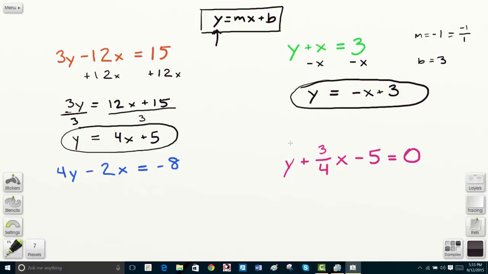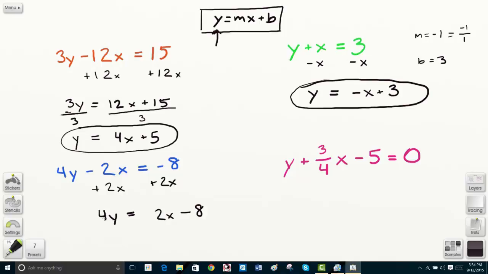Okay, moving on to the next example. 4y minus 2x equals negative 8. Sort of similar to what we had in our first example. We have a negative x term that we need to move to the other side. So to start out, we're going to add 2x to both sides. That's going to leave us with just 4y on the left, and it's going to leave us with 2x minus 8 on the right.